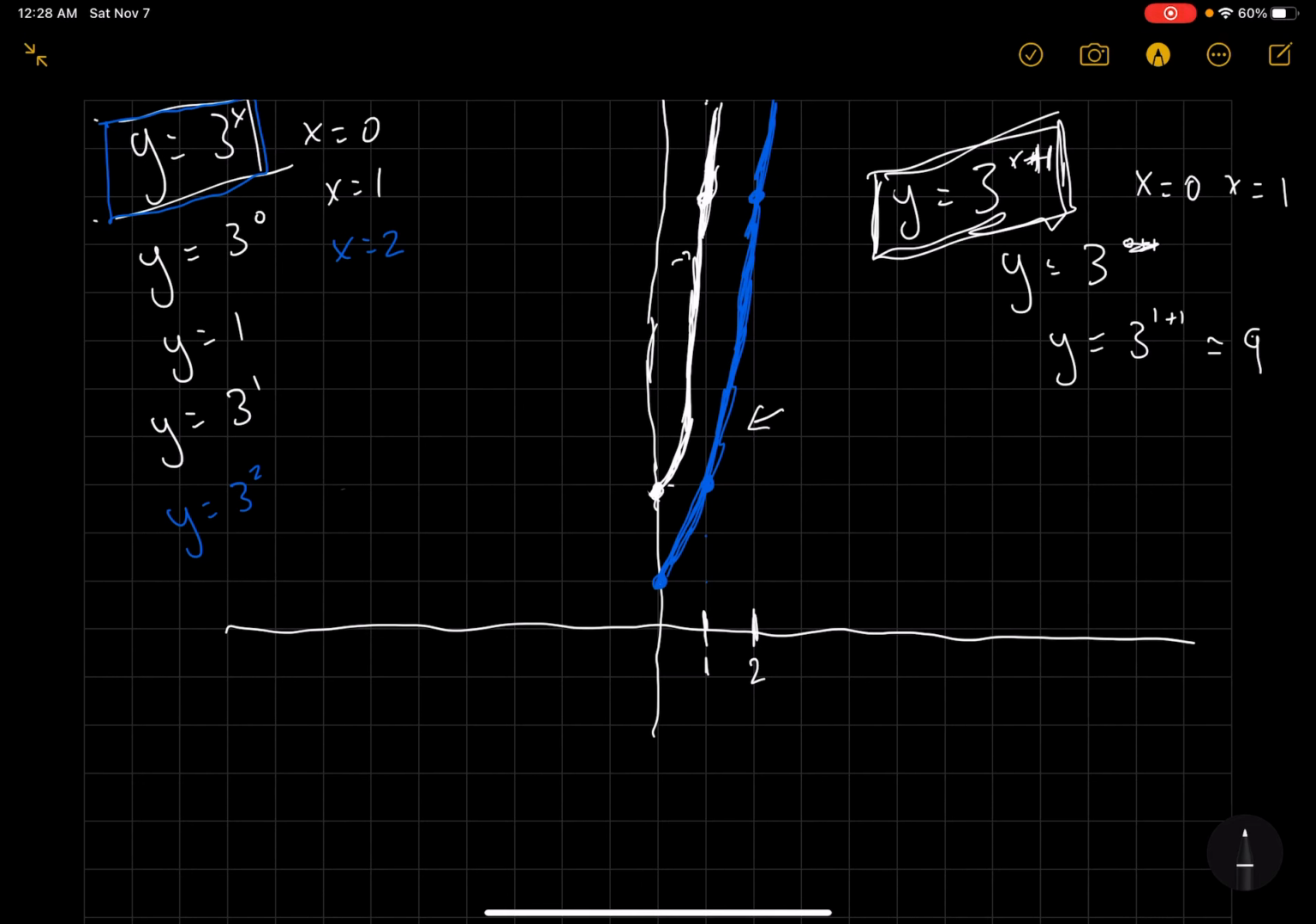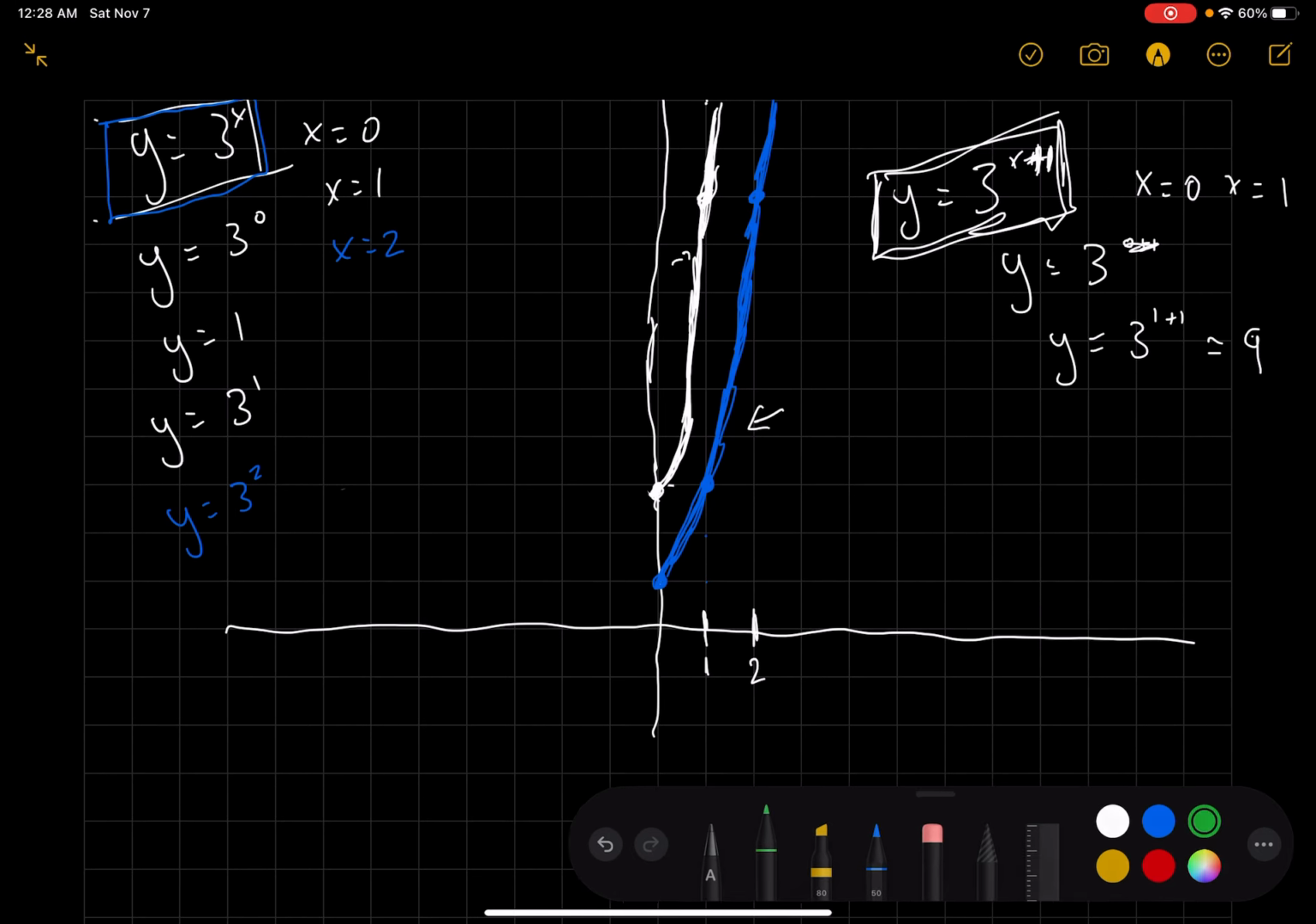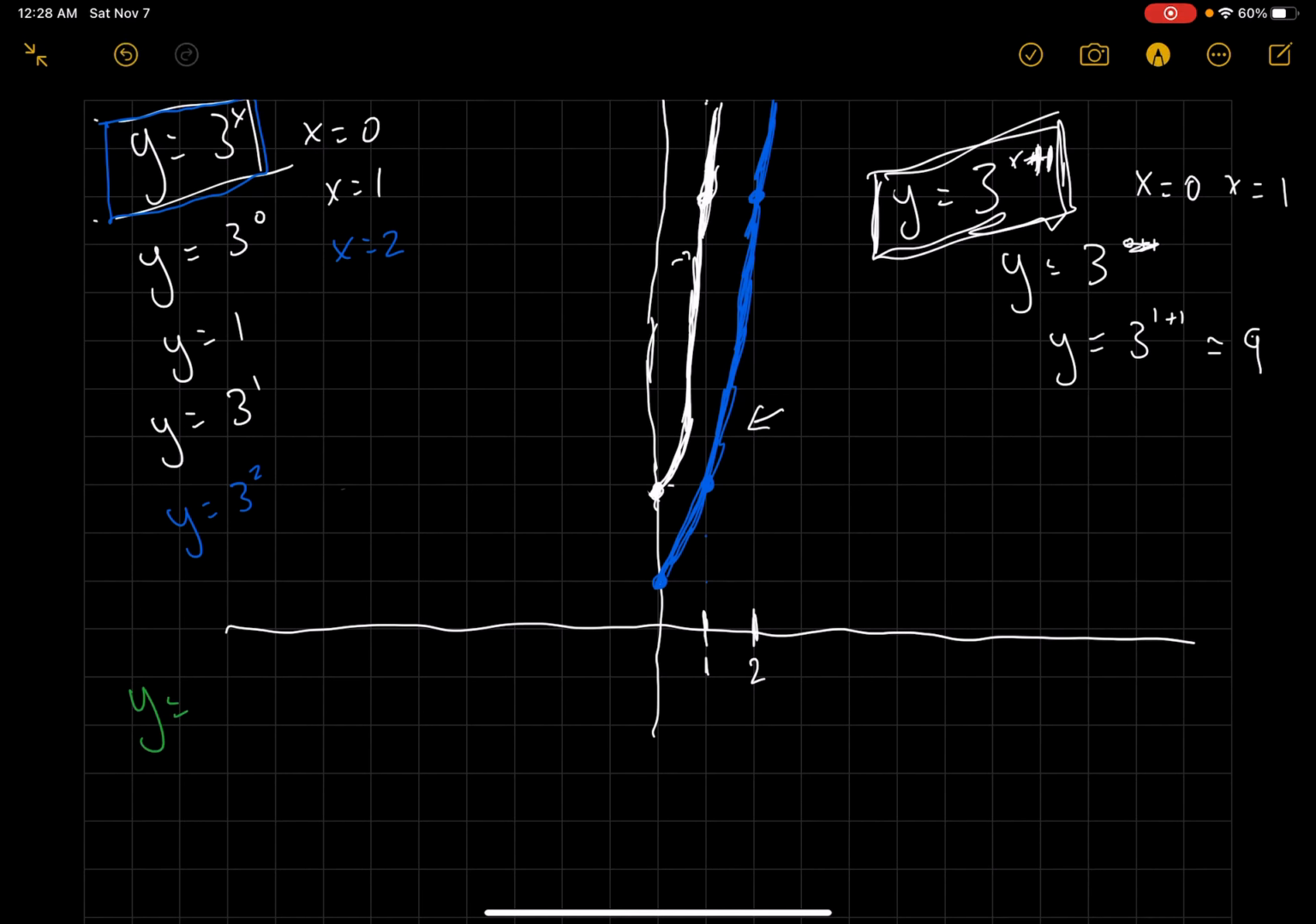So you see, adding 1 in the exponent shifts it left. Right? What if we were to subtract 1 from the exponent? So let's subtract 1 from the exponent. So let's go y is equal to 3^(x-1). All right, let's plug in x is equal to 0. So y is equal to 3^(0-1). So y is equal to 3 to the negative 1. That's equal to 1/3.